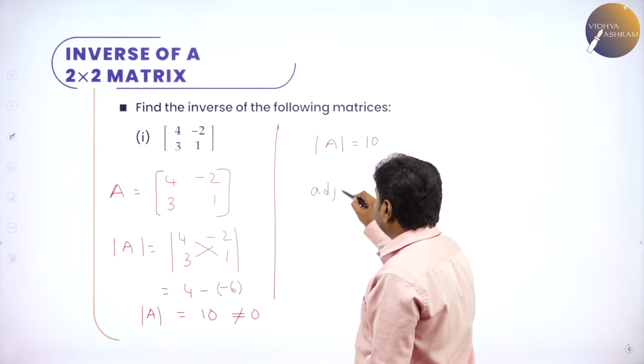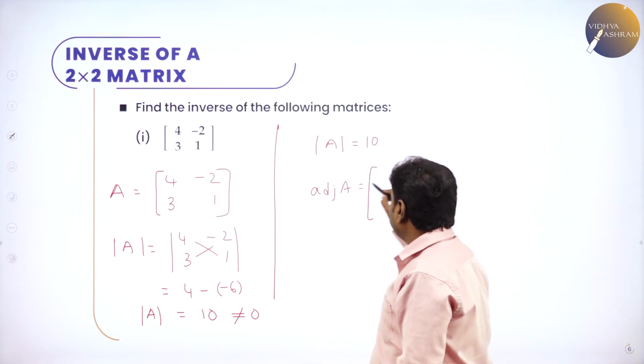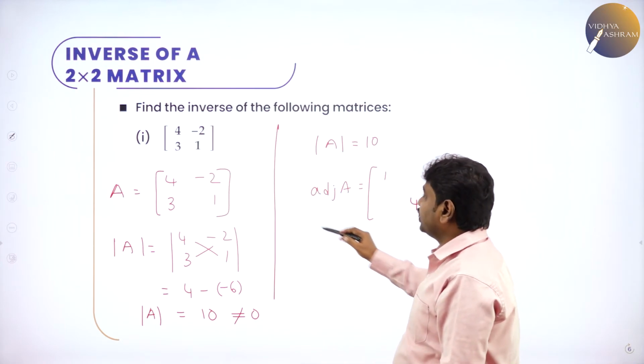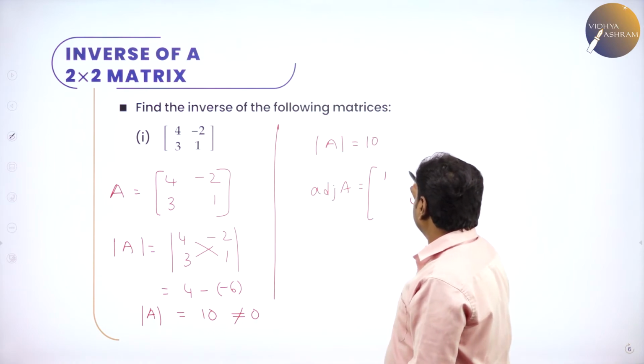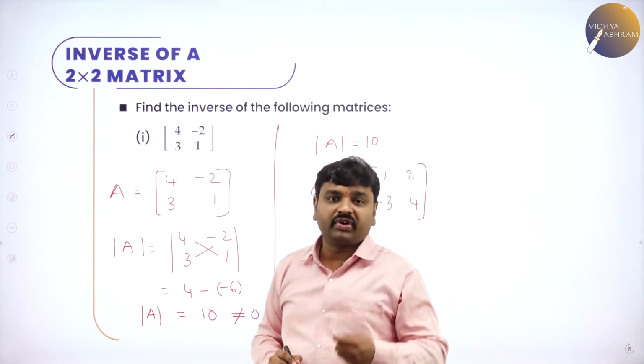Now we go for adjoint A. How to find adjoint A? Interchange the principal diagonal. So in the place of 1 put 4, in the place of 4 put 1. Change the sign of the secondary diagonal. So this will become 2 and this will become minus 3. Now we got adjoint also. Now we go for A inverse.